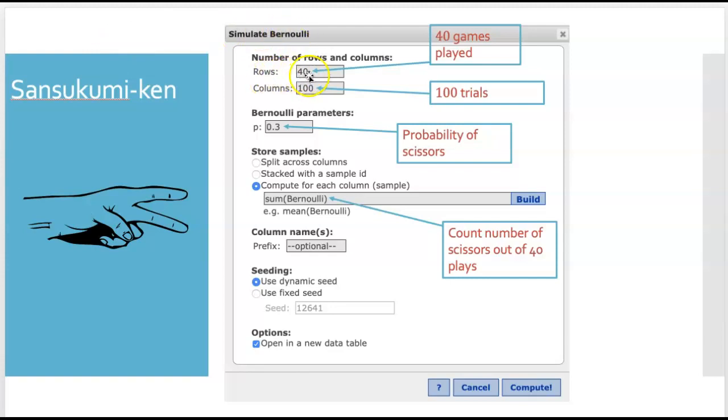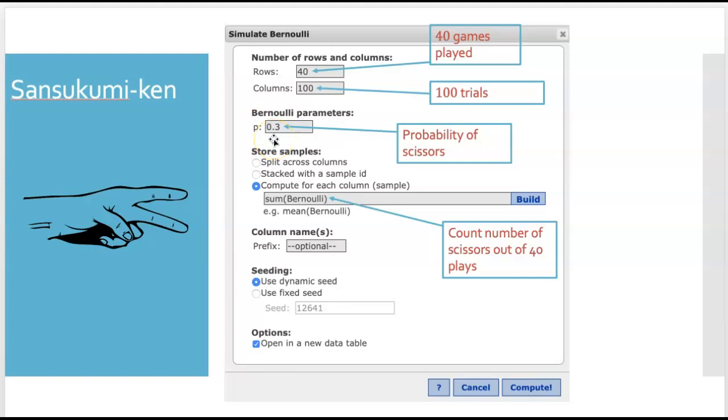My number of rows, 40, is the 40 games played, and my columns, 100, is 100 trials. My probability of success, or probability of scissors here, is going to be 30%. This part is what allows us to get away from flipping a coin. If you don't have a coin, no big deal. Even if you had one in this case, it wouldn't help us.